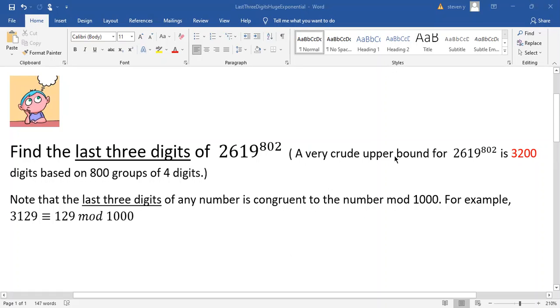Now, over here, parenthetically, you can see my estimate of the size of this number is somewhat less than 3,200 digits, because you have 2619, which is a four-digit number, and then you have 800 four-digit numbers next to each other, so it can't be any more than 3,200 digits. It's probably closer, I don't know, 2,800 digits. But the fact that we can use what we call modular arithmetic to find the last three digits is fascinating to me, and I want to see if you guys share that enthusiasm.